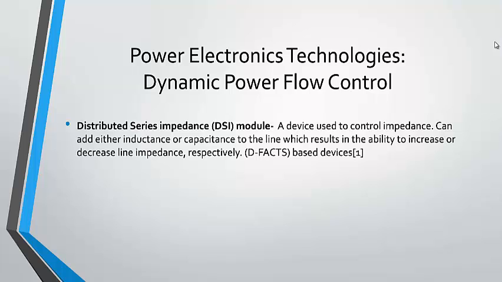A DSI, Distributed Series Impedance Module. The device used to control impedance can add either inductance or capacitance to the line, which results in the ability to increase or decrease line impedance respectively. And that's based around the D-FACTS based devices.